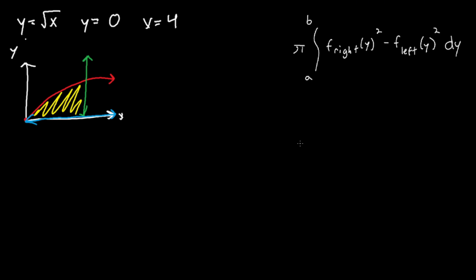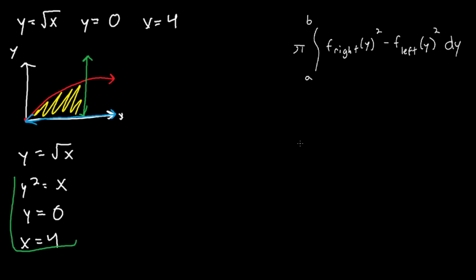Let's go ahead and set up the integral. Actually, not set up the integral yet. We need to find the functions. So y equals the square root of x is equal to y squared is equal to x. y is equal to 0 and x is equal to 4. All these functions are already isolated. We can't really do anything with these three functions anymore, so we need to take these at face value and then use them in our integral.